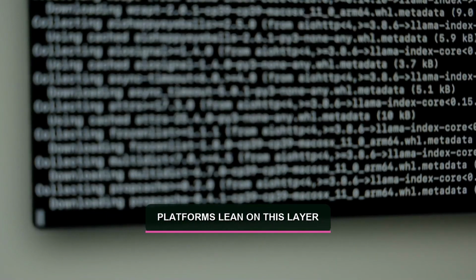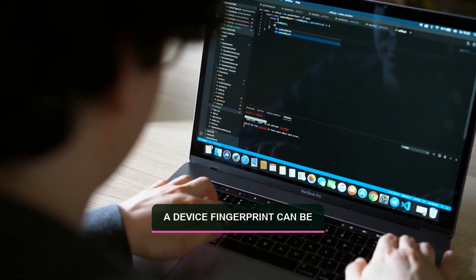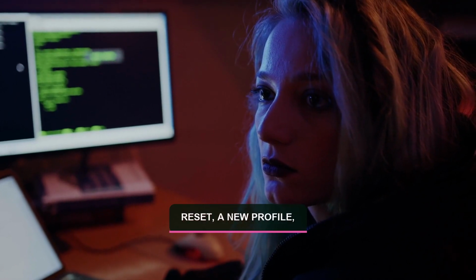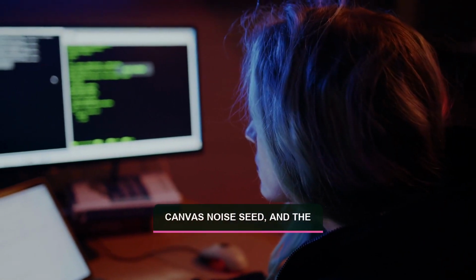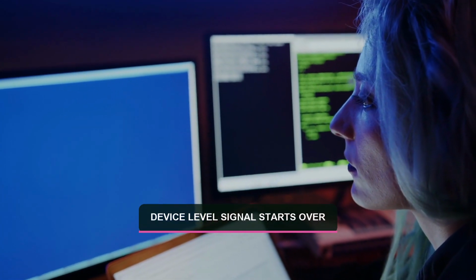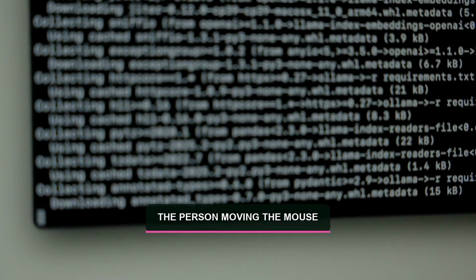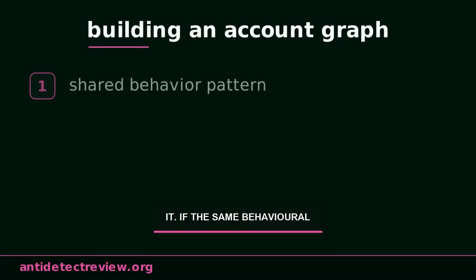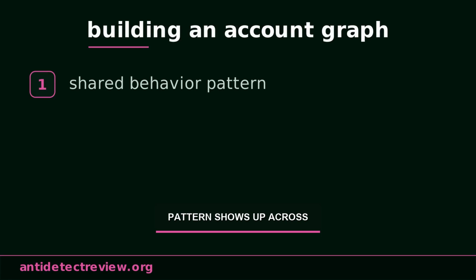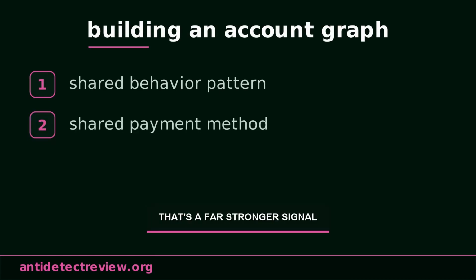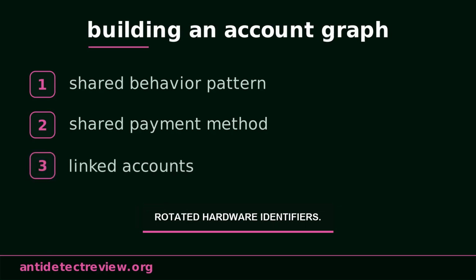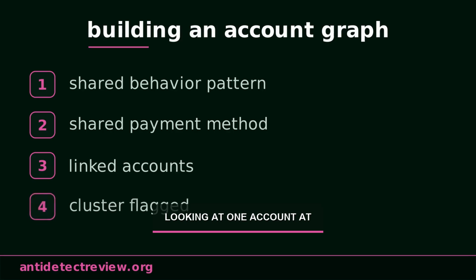The reason platforms lean on this layer isn't abstract. A device fingerprint can be reset, a new profile, a wiped cache, a different canvas noise seed, and the device level signal starts over from zero. The person moving the mouse doesn't get reset along with it. If the same behavioral pattern shows up across 20 accounts that are all supposedly different people, that's a far stronger signal than any single device fingerprint on its own, because it's expensive to fake and it doesn't change just because you rotated hardware identifiers.